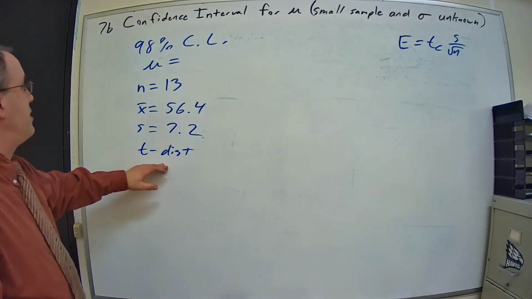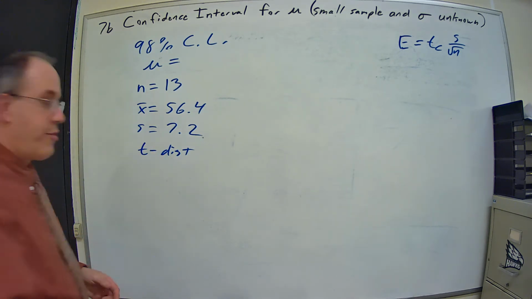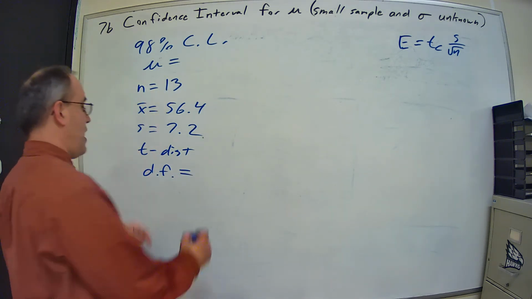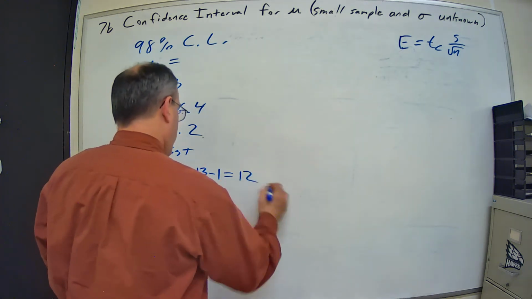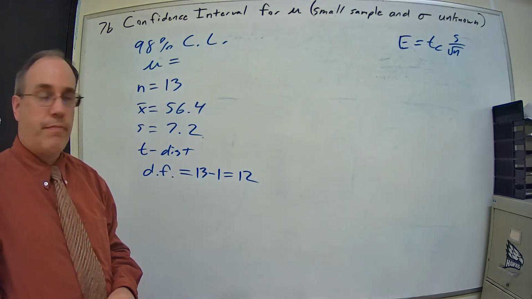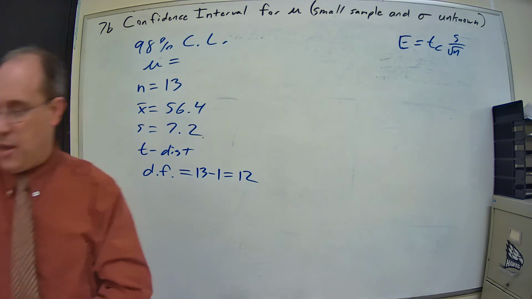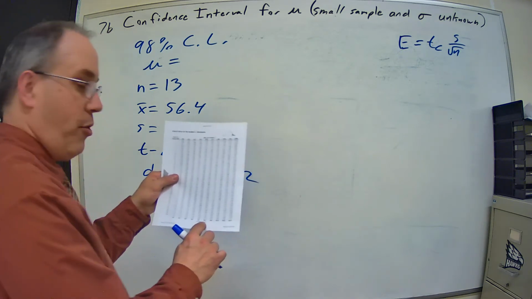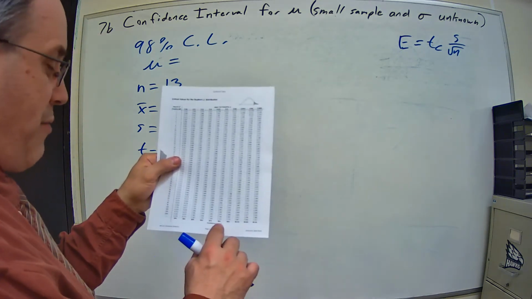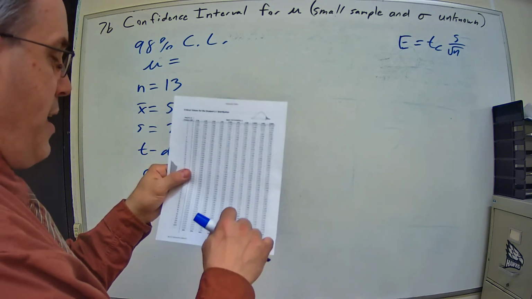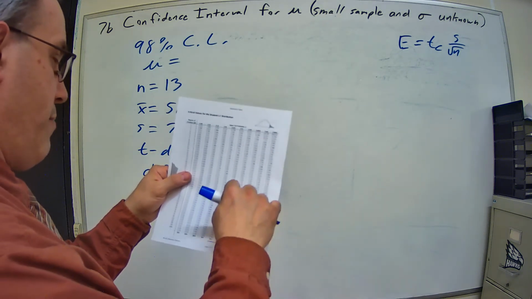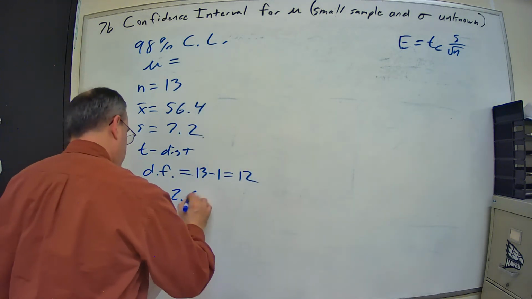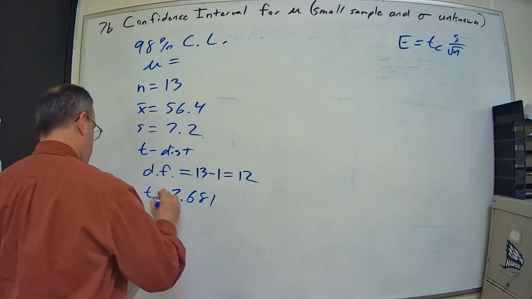Okay, so if I'm going to use the t-distribution, I'm going to need degrees of freedom. Degrees of freedom is equal to the sample size, 13, minus 1. So we have 12 degrees of freedom. We're dealing with a 98% confidence level. So I'm going to look at the bottom of the table. In this table, it's just above where it says level C. We see 98%, and then I go up to 12 degrees of freedom. And I see 2.681. 2.681, t sub c, our critical value.